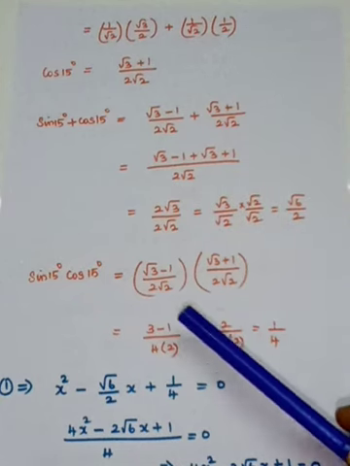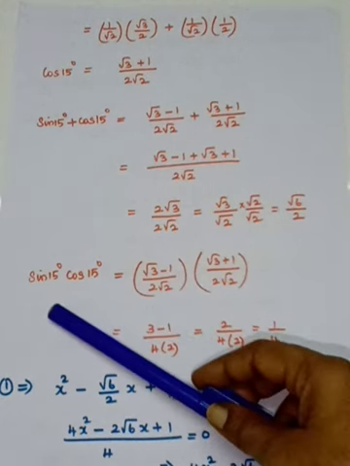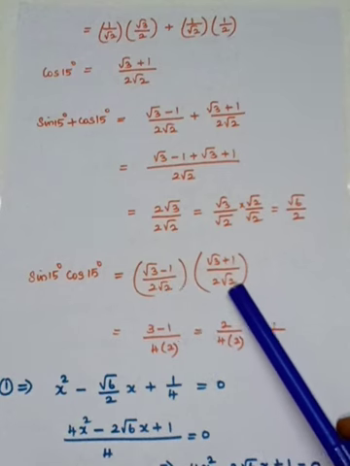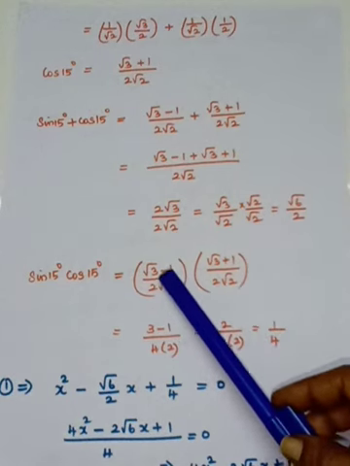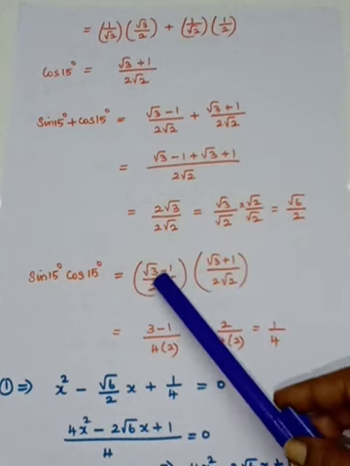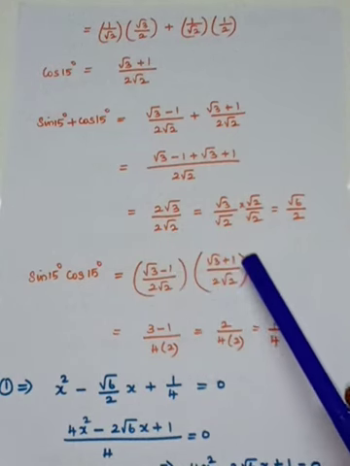The next one, sin 15 degree cos 15 degree has to be multiplied. That is because we need the product of the roots. So when you multiply, you look at the numerator, root 3 minus 1 into root 3 plus 1. Okay, so it is in the form of a minus b into a plus b.